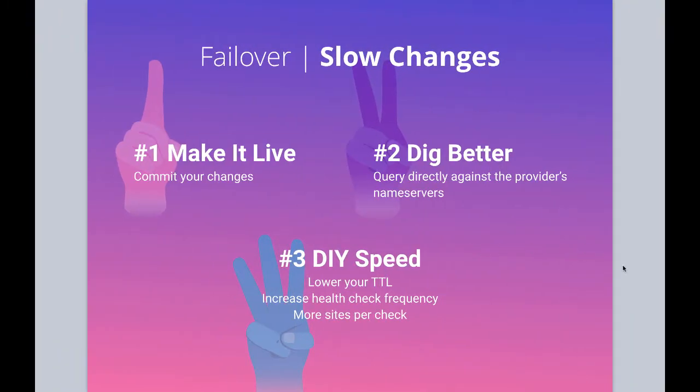And then last but not least, lower your TTL. TTL is the time to live, and it's the amount of time that a record is allowed to be cached by resolving name servers. So the lower it is, the more often it'll refresh. So if a failover event happens, it's not actually going to hit your recursive name servers until the TTL has expired. Another thing you can do is increase your health check frequency and add more checks per site.